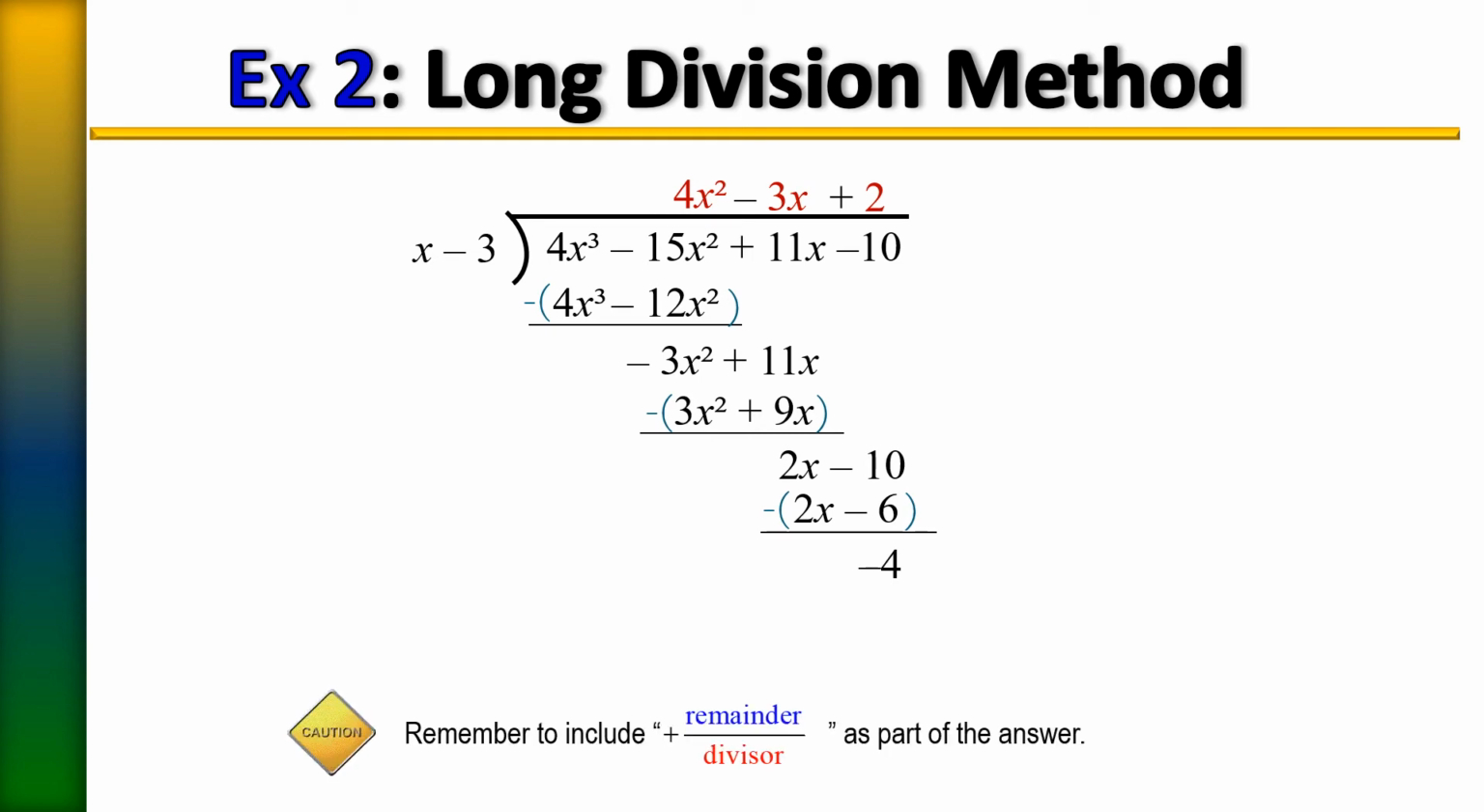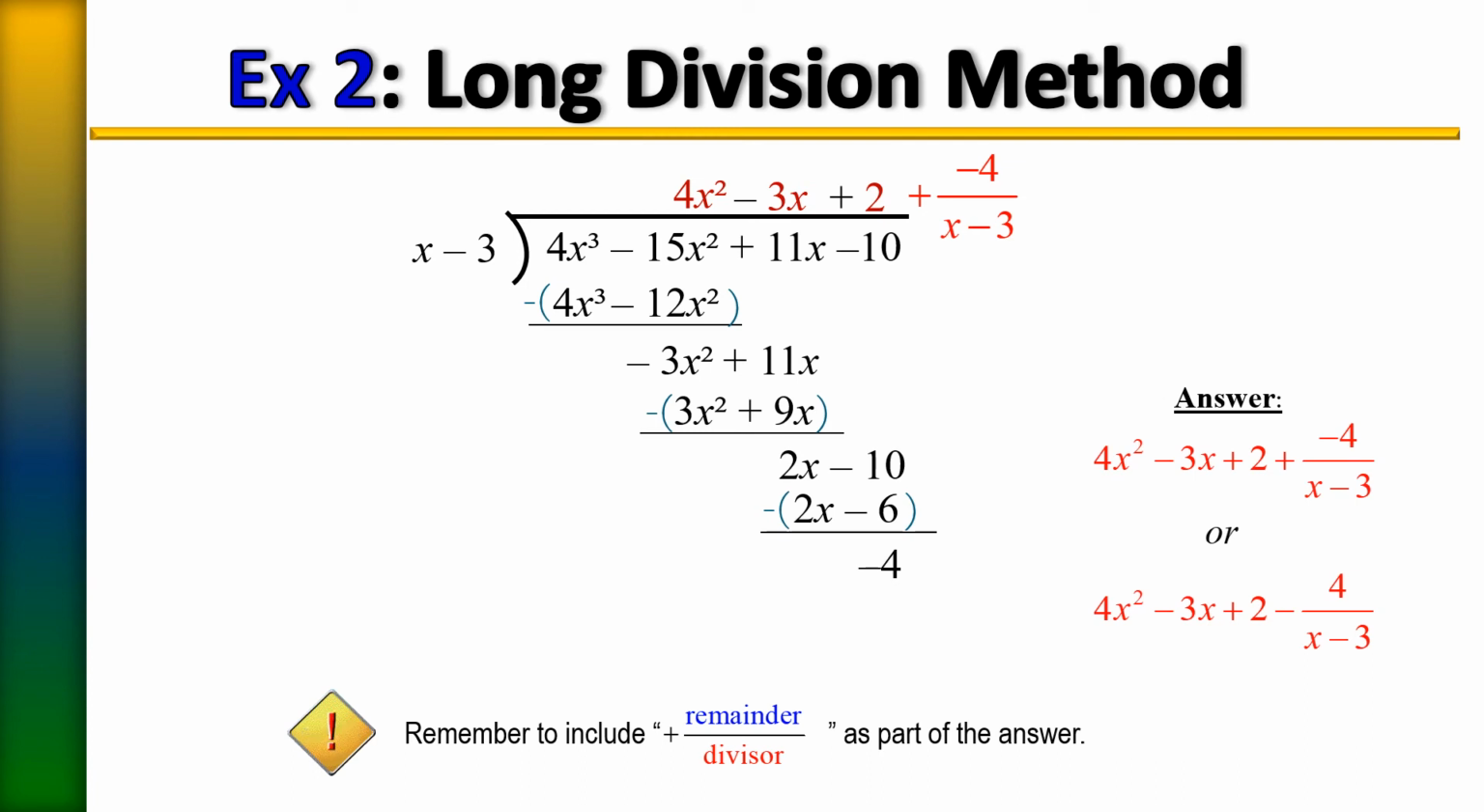And the way you write your remainder, you have to add it or attach it to your answer as a fraction with the remainder on top and your divisor on the bottom. So on the top you should have negative 4, and on the bottom you should have x minus 3, your divisor, and all of that is your answer. And there you have it, the long division method and a problem that has a remainder.